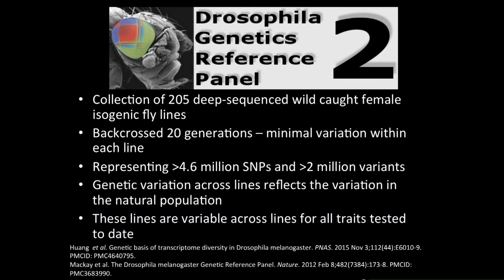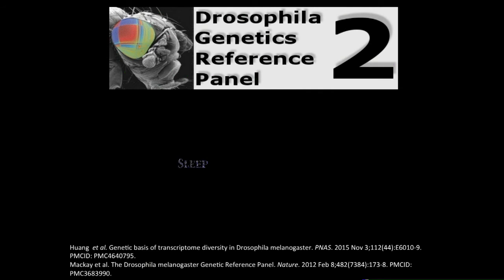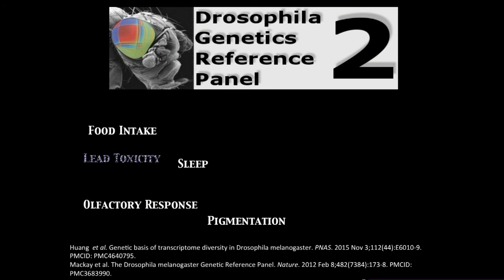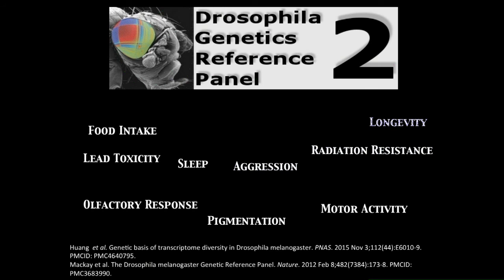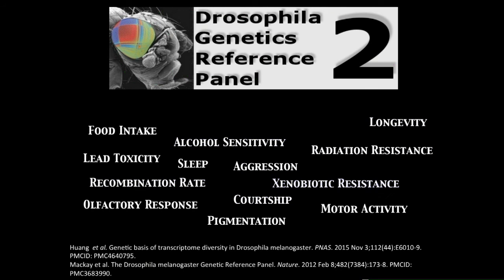The lines are variable across traits that are tested. Almost every trait that's been tested, these 200 lines are variable. And in fact, they've been tested for a lot of things. At this point, a lot of the focus has been on traits that may be normal behavioral traits or things that are not related to human disease.